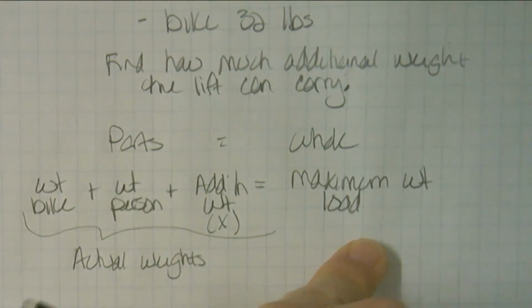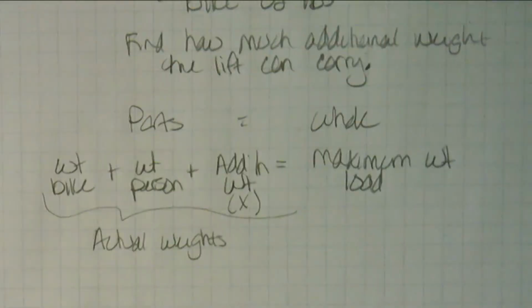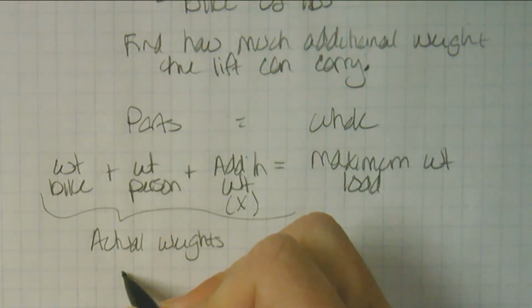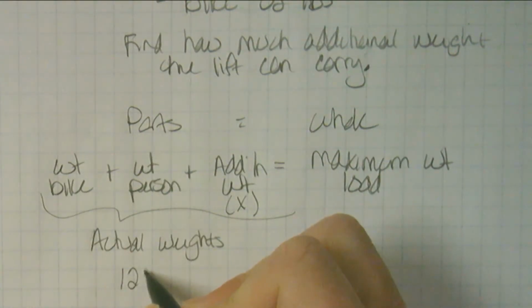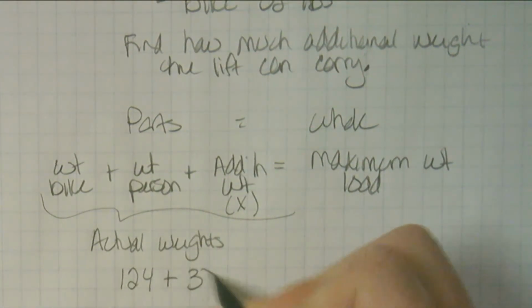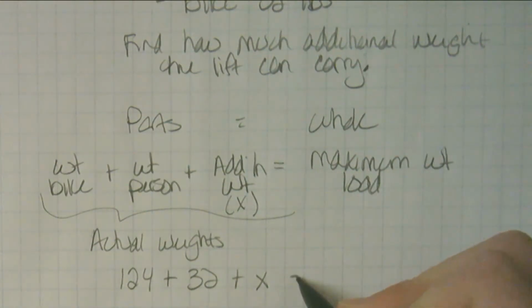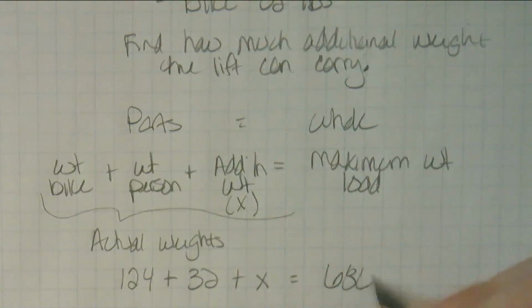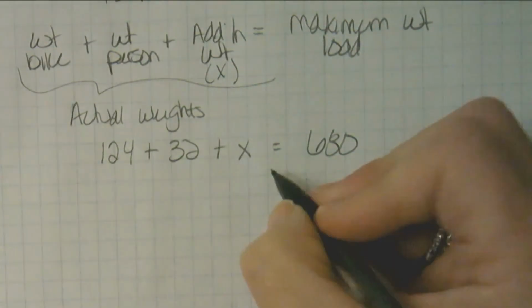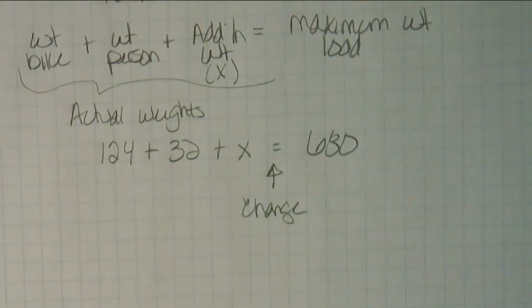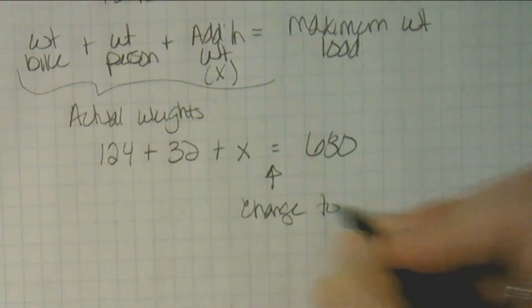Yeah? Okay. So now someone write my inequality for me. Well, let's write it as an equation first, and then we'll turn it into an inequality. Someone write this out for me. Jacob? So it would be 124 plus 32 plus x or y is equal to 680. All right. Now what we need to do is change this into an inequality. If you can go right to the inequality, that's fine with me.